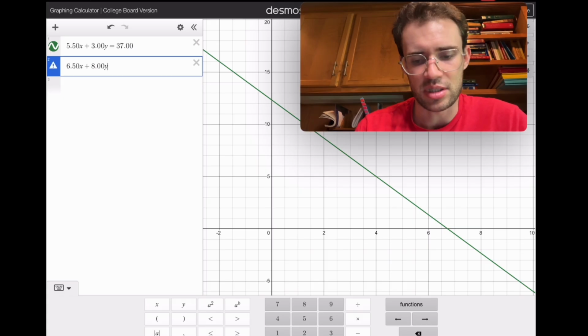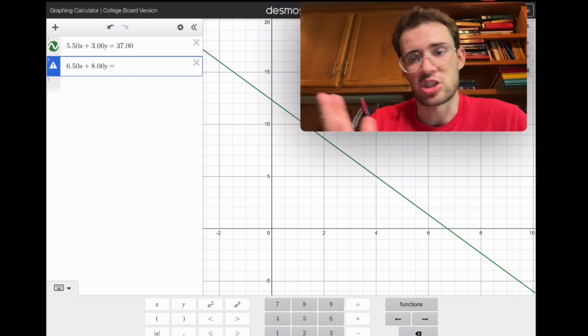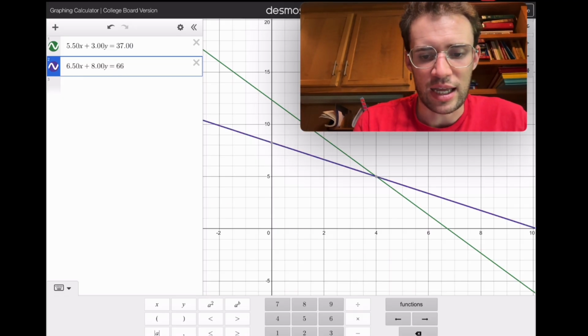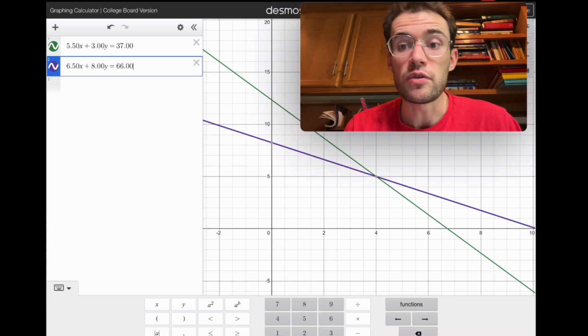Again, the 0.00 is unnecessary. I'm just typing it to show that if you type it, it doesn't change anything. It doesn't make it more accurate or anything. But that would be equal to 66. Again, if I type in the 0.00, you'll see the line doesn't move because it didn't change the value.